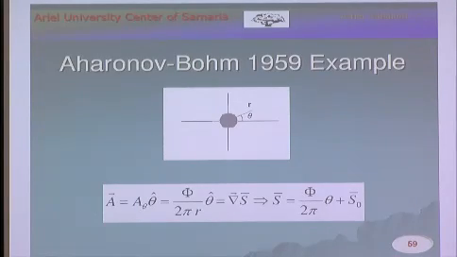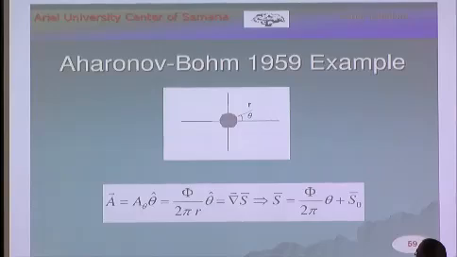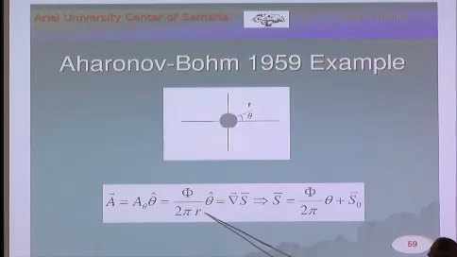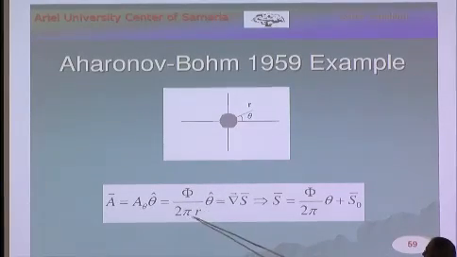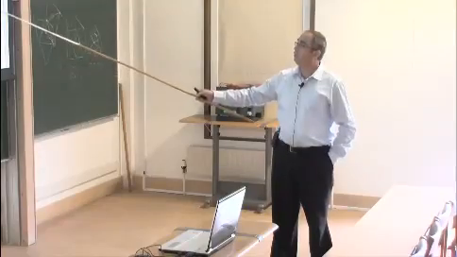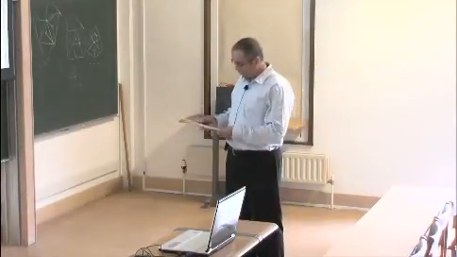Now, the example given in the original paper of Aharonov and Bohm in 1959 is just a round patch of magnetic field, and they calculated the vector potential for it. And if you use this vector potential, it's easy to calculate also this S function. And you get this result, which is, of course, non-single-valued.